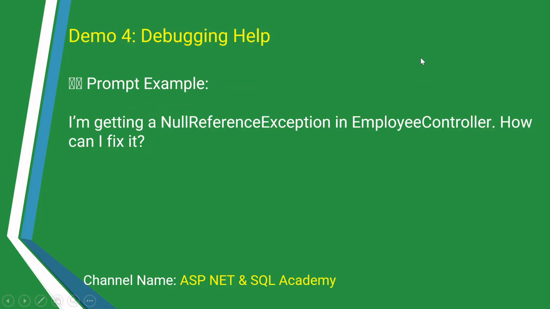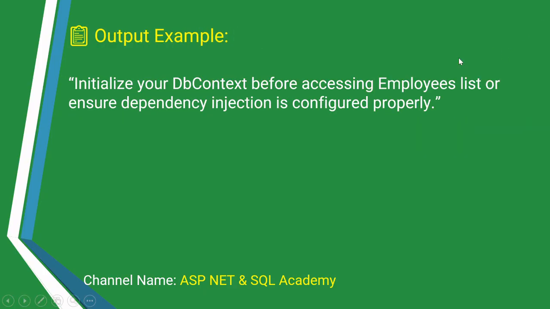ChatGPT doesn't just generate code, it helps debug errors too. When you paste your error message, it explains the cause and suggests the exact fix. It acts like a virtual mentor, helping you understand why the error occurs.